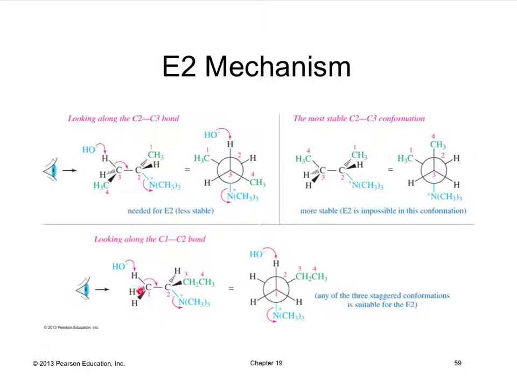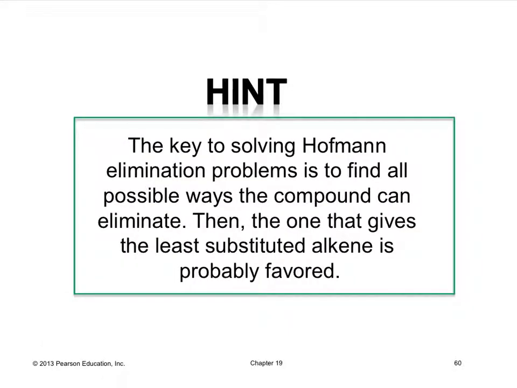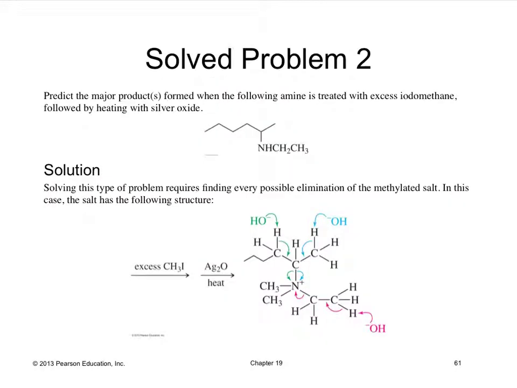However, if we look across the C1, C2, here is the elimination. If you try all the conformations, any of the staggered conformations is suitable for the E2 elimination. Thus, the Hofmann elimination is preferred, or the least substituted is preferred. The important thing to note is that the key to solving Hofmann elimination problems is to find all possible ways the compound can eliminate. Then the one that gives the least substituted alkene is the one that is most likely favored.